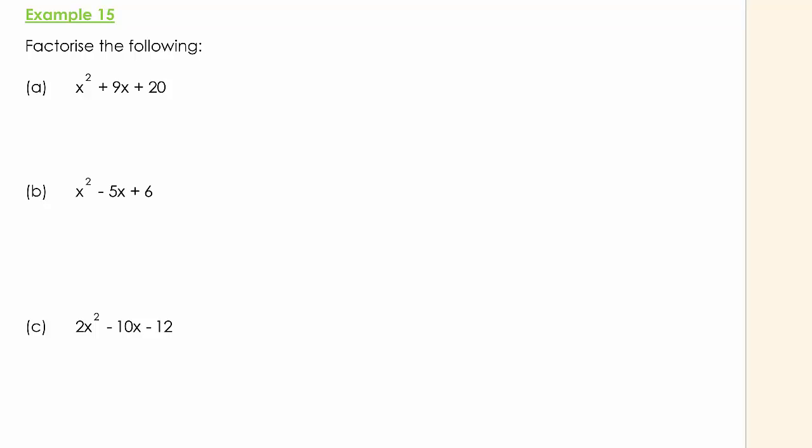We want to factorize the following. So we have x squared plus 9x plus 20. Now, the way to go about this, or one way to go about it, is we look for two numbers that multiply to give us 20 and add to give us 9. Now, you shouldn't need to look for too long to see that those numbers would be 4 and 5.